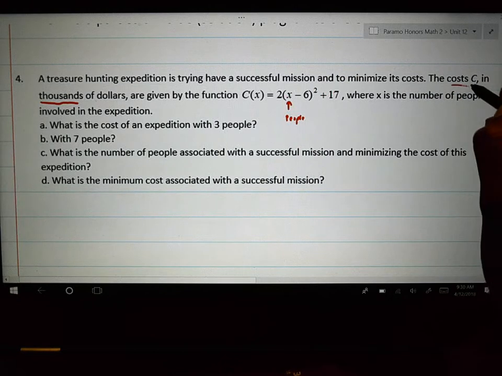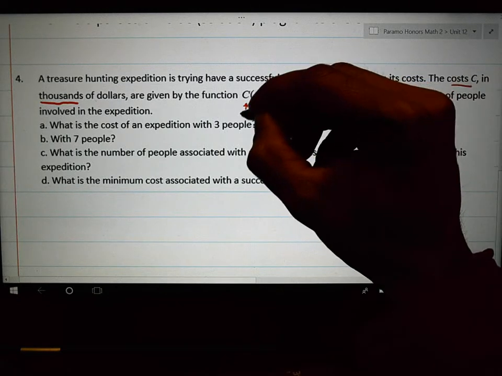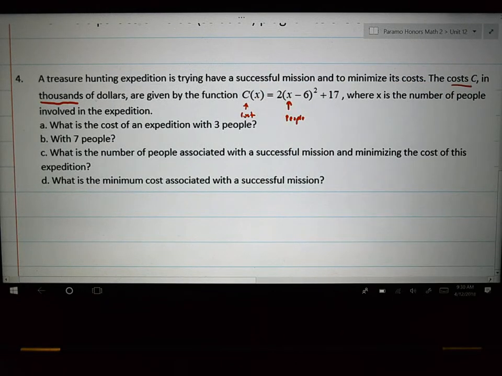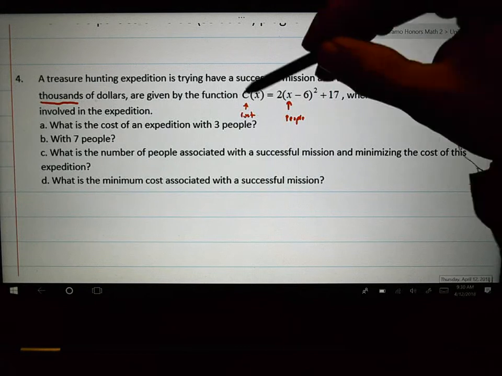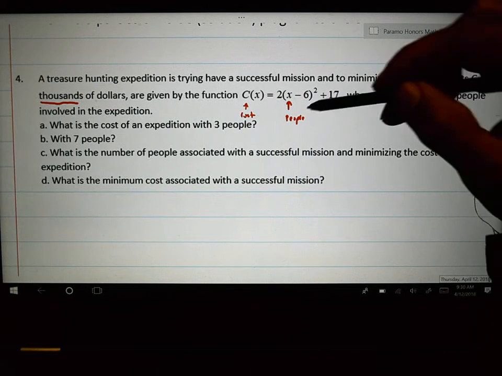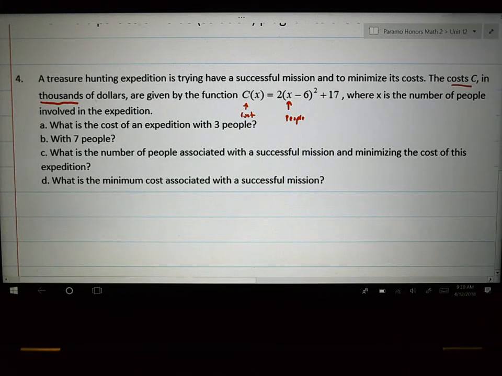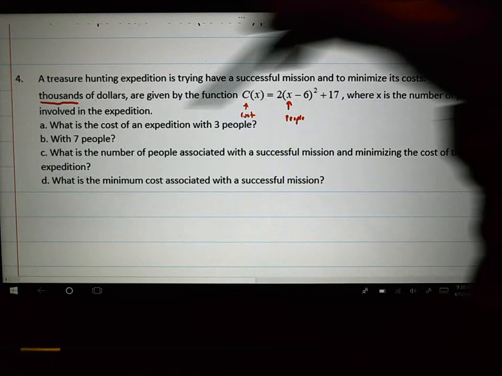C is cost. It's going to tell you everything you need to know in the question. It tells you what C is measuring. C is measuring the cost. X is measuring the number of people. The number of people and the cost per person. I mean, that's what we're figuring out, where X is the number of people involved.